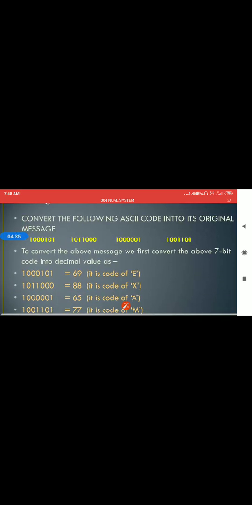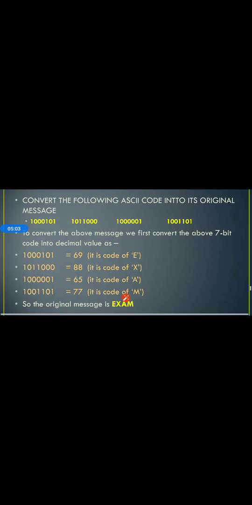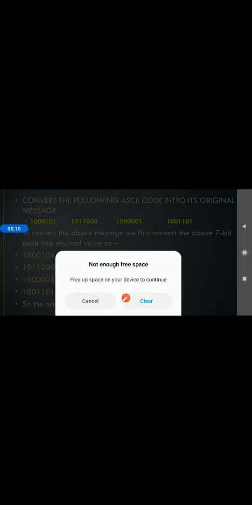How to convert a message into ASCII code? If we have 10001, then first of all we will have to change it into decimal, 69. Its equivalent code is E, because A is 65, B is 66, C is 67, and D is 68. 88 is the code of X, and 65 is A. So the original message is exam. In this example you can see how to convert the following ASCII codes into the original message.